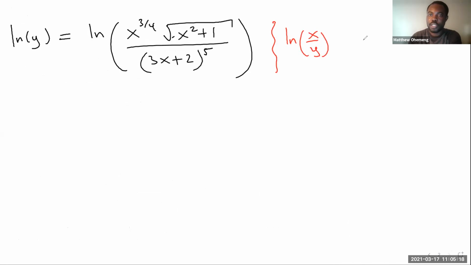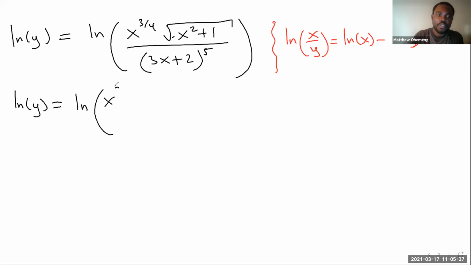The log of a quotient is the difference in the logs, right? So you have ln of x minus ln of y. When you have this expression, you can see that it's a quotient. So right away, you can simplify that as ln of y equal to ln of, so the top function is what? s to the 3 over 4.